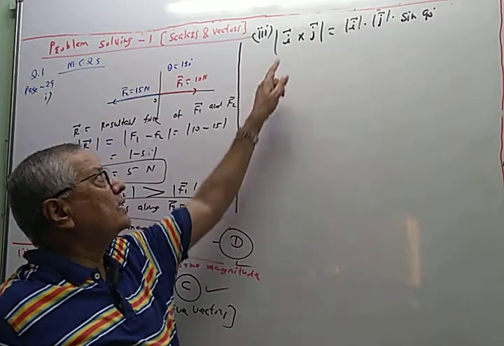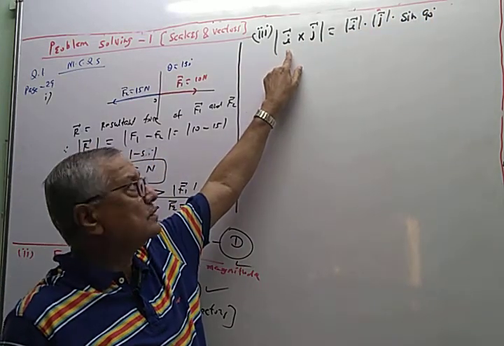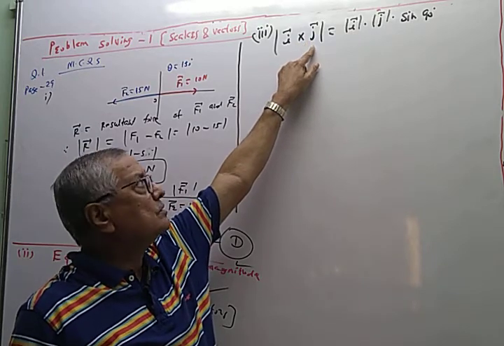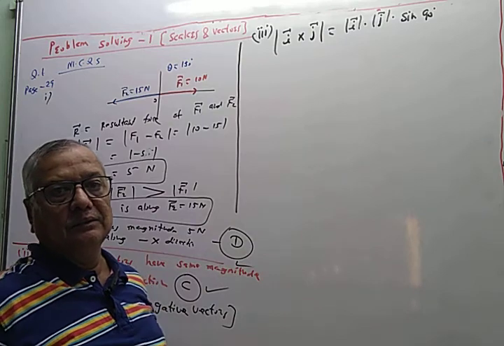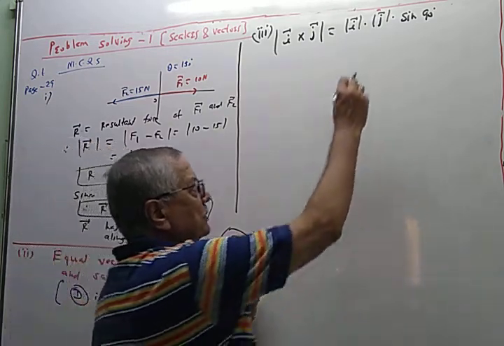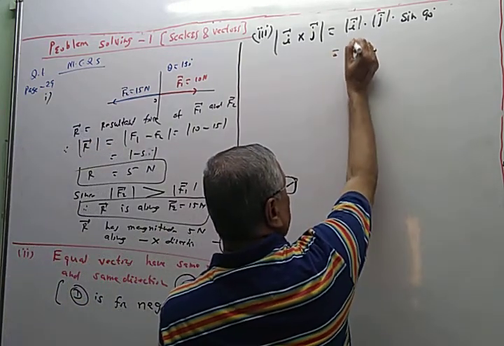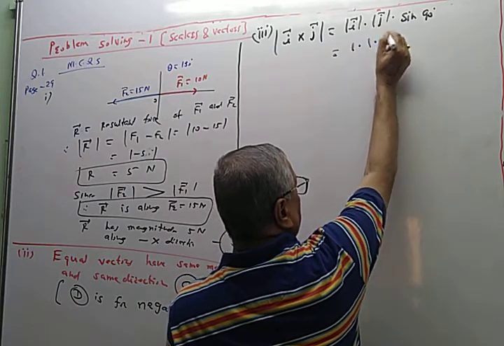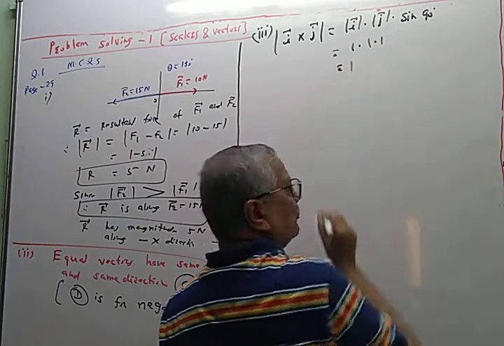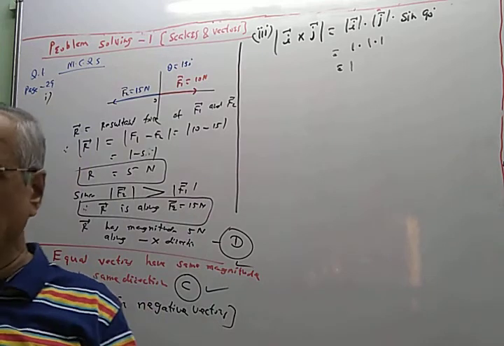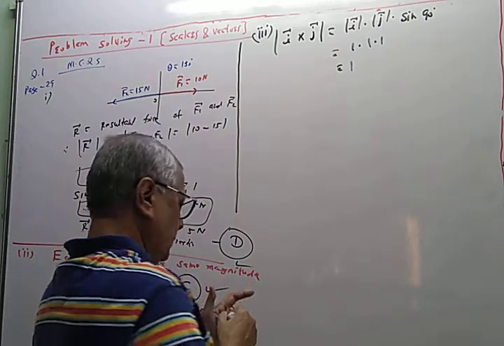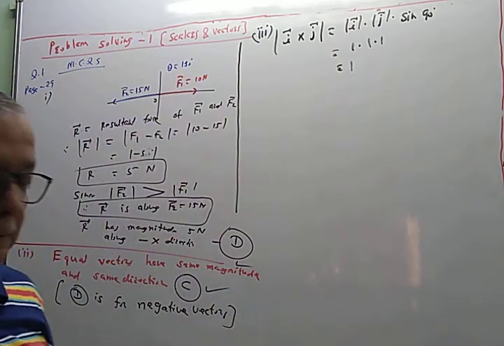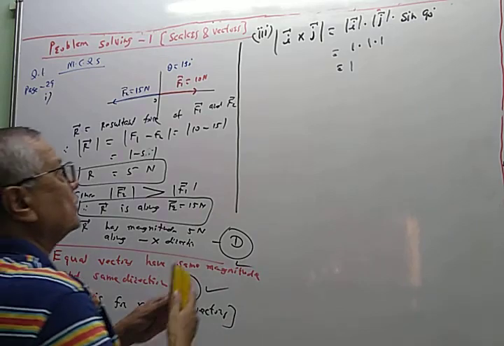Unit vector i is along the x axis, this is along the y axis. So the angle between i and j is 90, sine of 90. They are mutually perpendicular to each other. So sine of 90 is equal to 1. So i is a unit vector, j is a unit vector, and sine of 90 is equal to 1. So this is equal to 1. But the problem is for the scalar product.